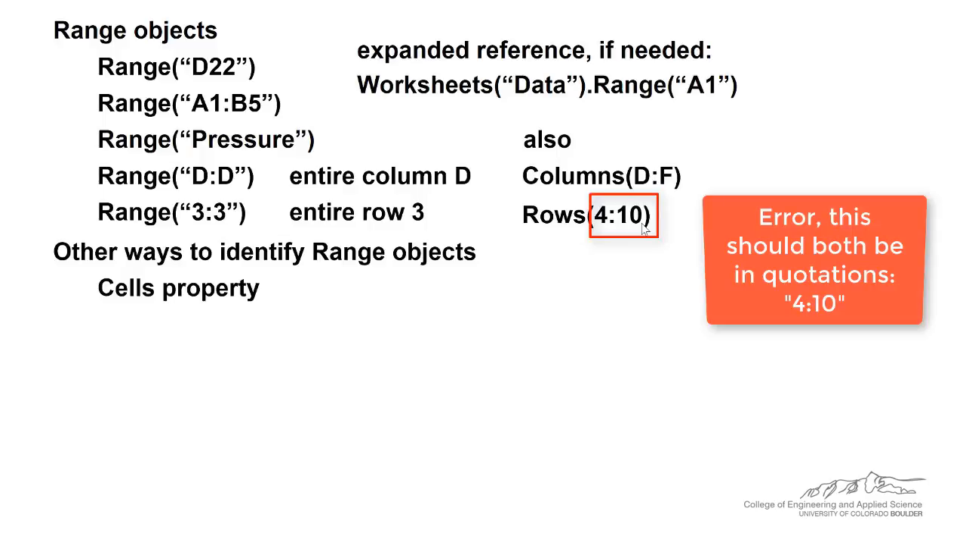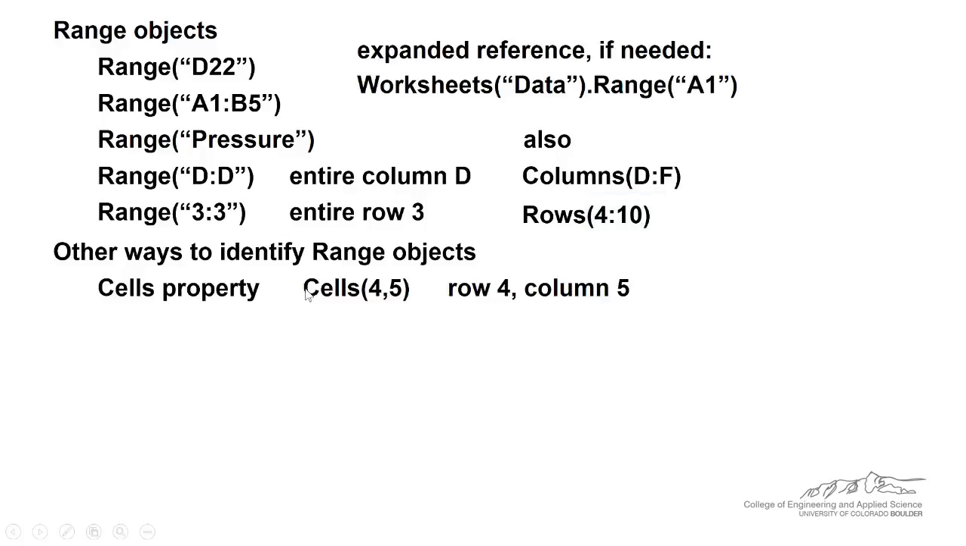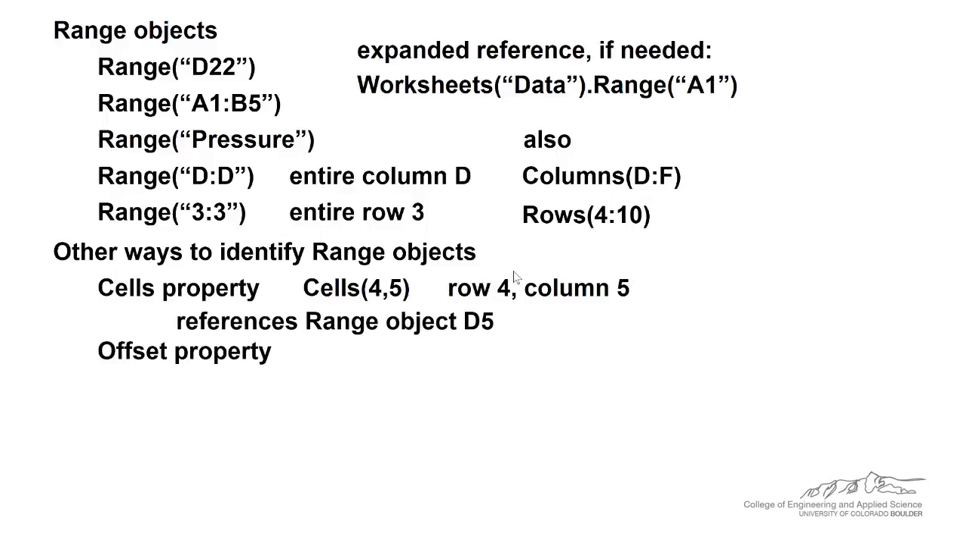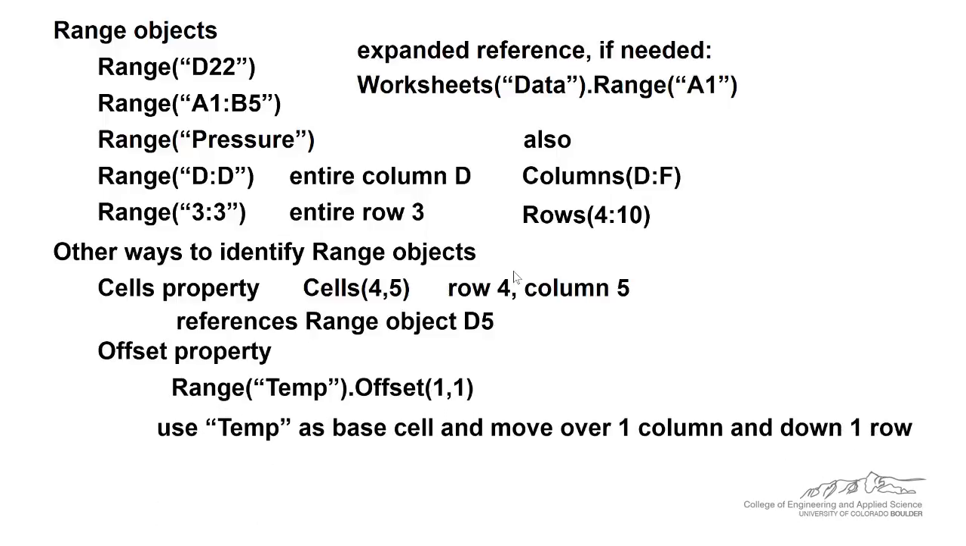One of the most common is the cells property. Cells by itself refers to all the cells on the spreadsheet. So Cells(4, 5), remember it's always rows, then columns, also corresponds to cell D5. There's an offset property. I've got a couple examples of this in a few minutes. If we had a named cell named temperature, then Range("temperature").Offset(1,1) uses temperature as a base cell and moves over one column and down one row.